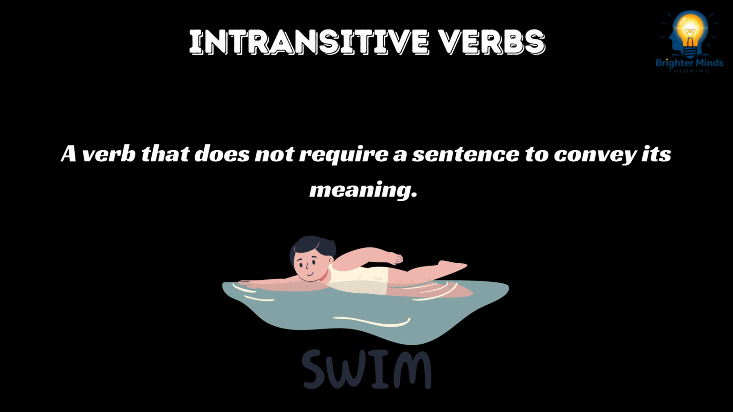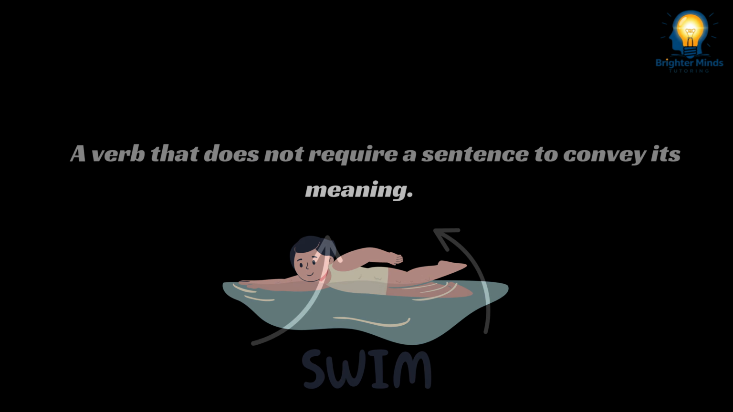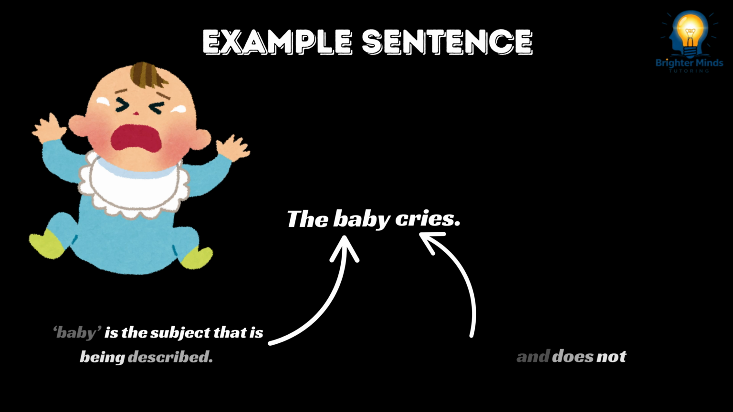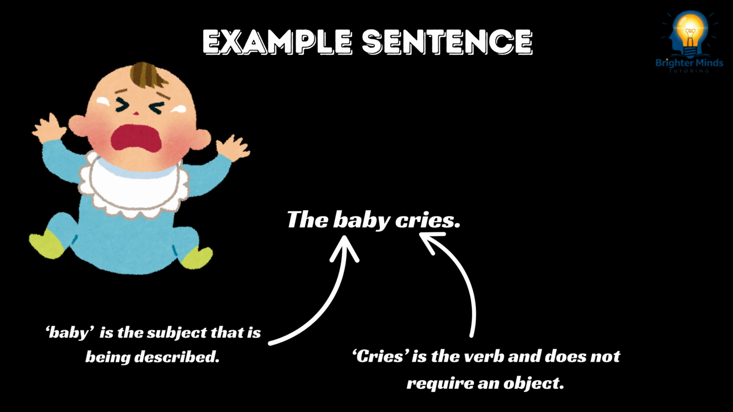On the other hand, an intransitive verb does not need an object. The action ends with the verb itself. For example, he sleeps. There's no object. The action is complete on its own. The baby cried. The action cried does not go to an object.